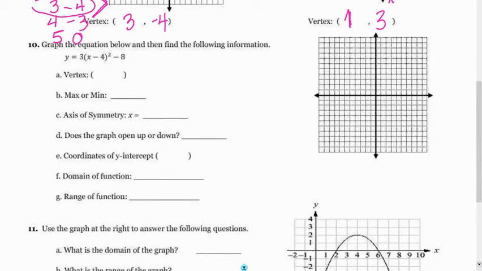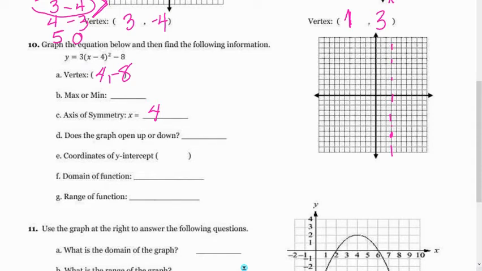So it's given the equation below, find the following information. So the vertex, this one is not so bad, right? I know the vertex right away, 4, negative 8. So 1, 2, 3, 4, 1, 2, 3, 4, 5, 6, 7, 8. My axis of symmetry then will be x equals 4. I usually can write that in right away.